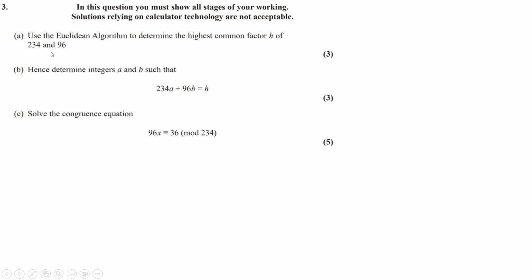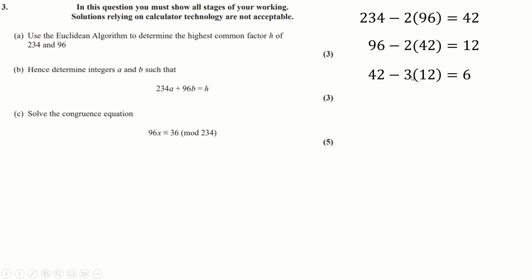The Euclidean algorithm means that we take this number and take away copies of this number until we get as close to 0 as possible, being positive. And then likewise, you take this number, take away copies of that number until you get as close to 0 as possible, and then this number and this number, and then this number and this number. Once you get to 0, the remainder that you had before is the highest common factor. So in this case, the highest common factor is 6, and we'll put that down.